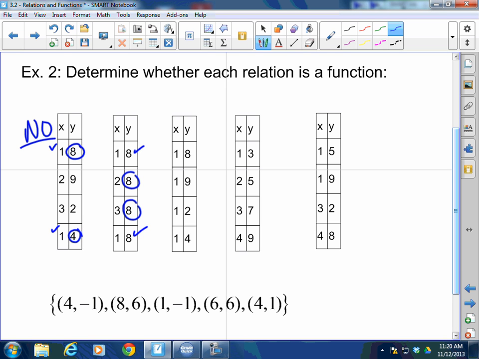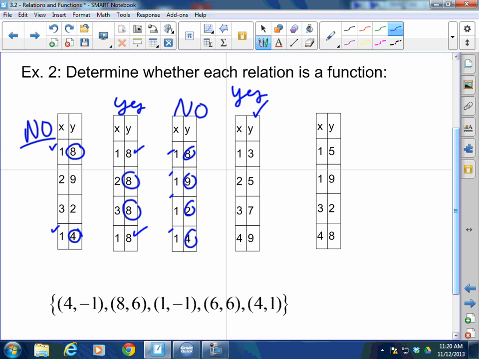How about here? I guess gave you the next example. 1, 8, 1, 9, 1, 2, 1, 4. So this is a no. How about this next one? No, you have different y values for the same x values. So that's a big fat no. How about the fourth example? That is a function. You have no repeating x's with different y's. Next, so this is a yes.